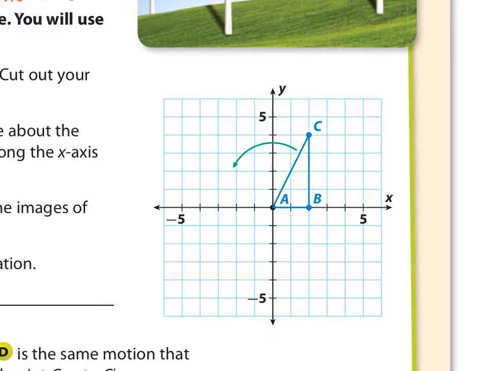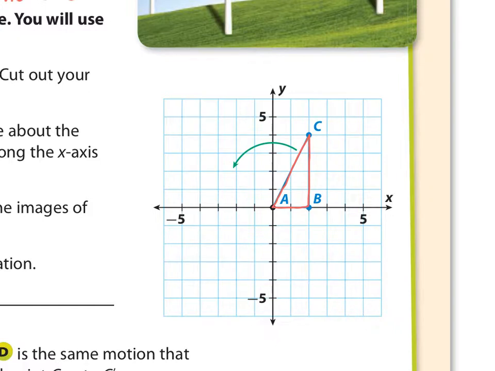So here is triangle ABC. Trying to trace it as best I can here. And then let's rotate it. Okay, so the center of rotation is going to always be the origin. And remember, the origin is the point 0, 0. It's where the x-axis and the y-axis meet.